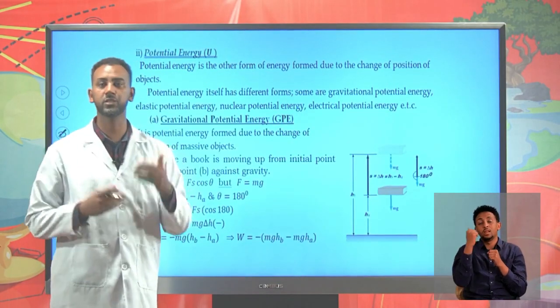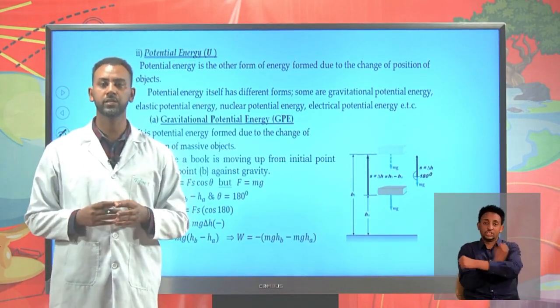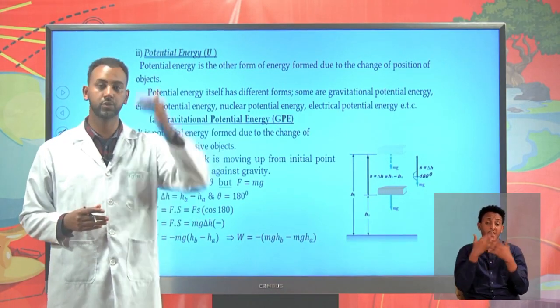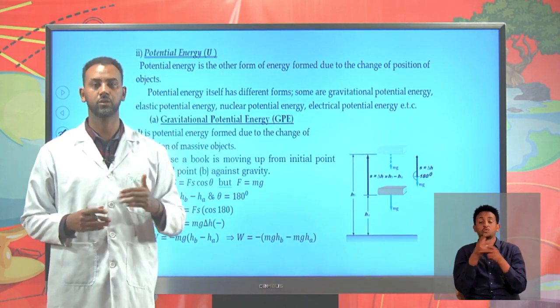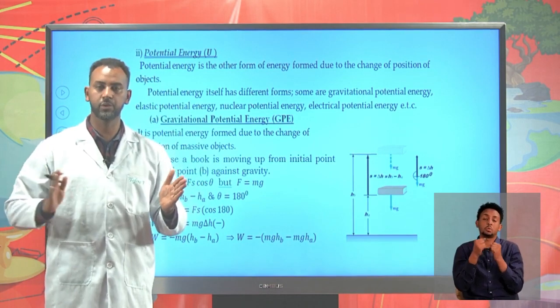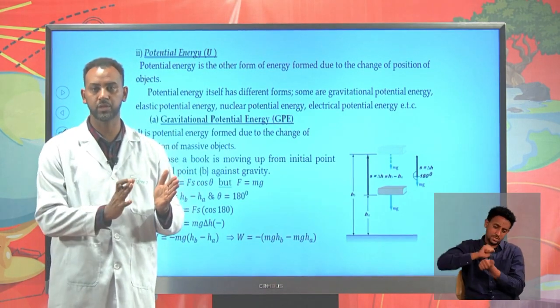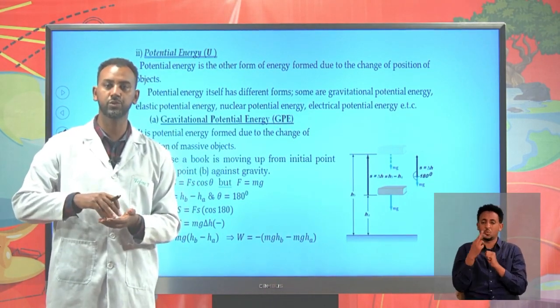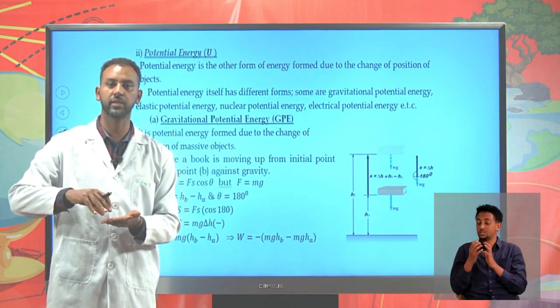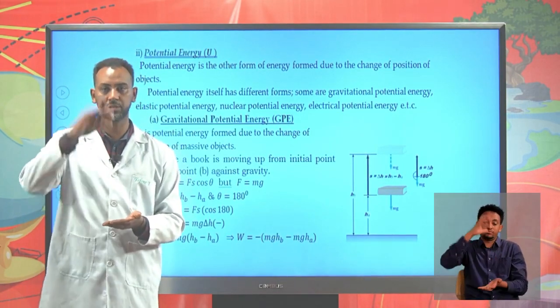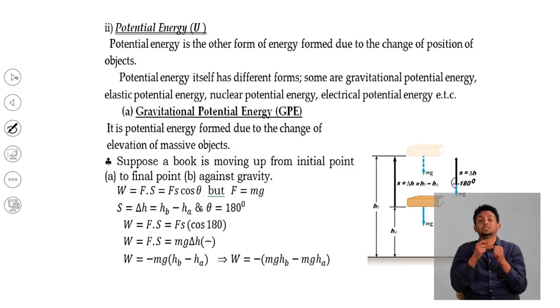The other form of energy is potential energy. Potential energy is a type of energy due to the change of position or change of shape. Like a spring, if you compress it, you are changing the position. Or if you move an object from a certain height to another, from one elevation to another, you are storing energy, and that energy is known as potential energy.